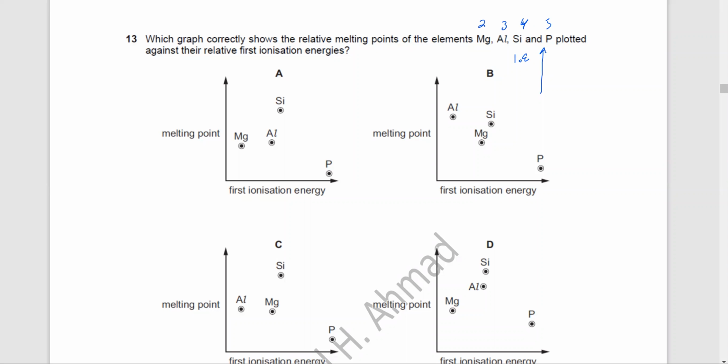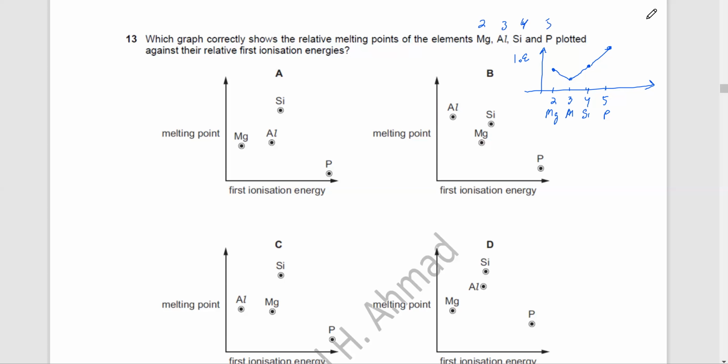Okay, this one is also a tricky question. So this is group 2, group 3, 4, and there's 5. Okay, phosphorus. I'm going to write the elements as well: magnesium, aluminium, silicon, and phosphorus. So this is how the graph looks like, right? Group 2, then dip at group 3, then 4 and 5.